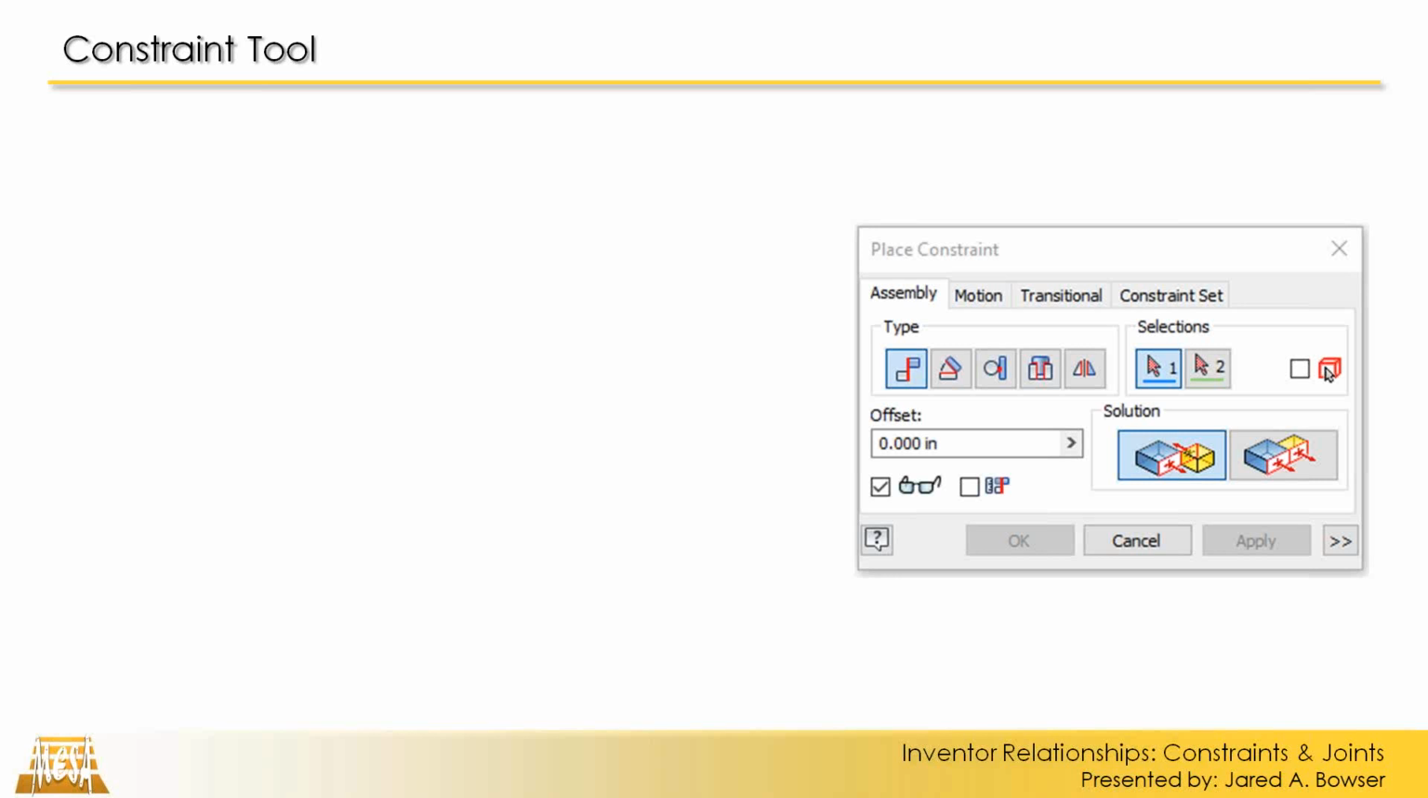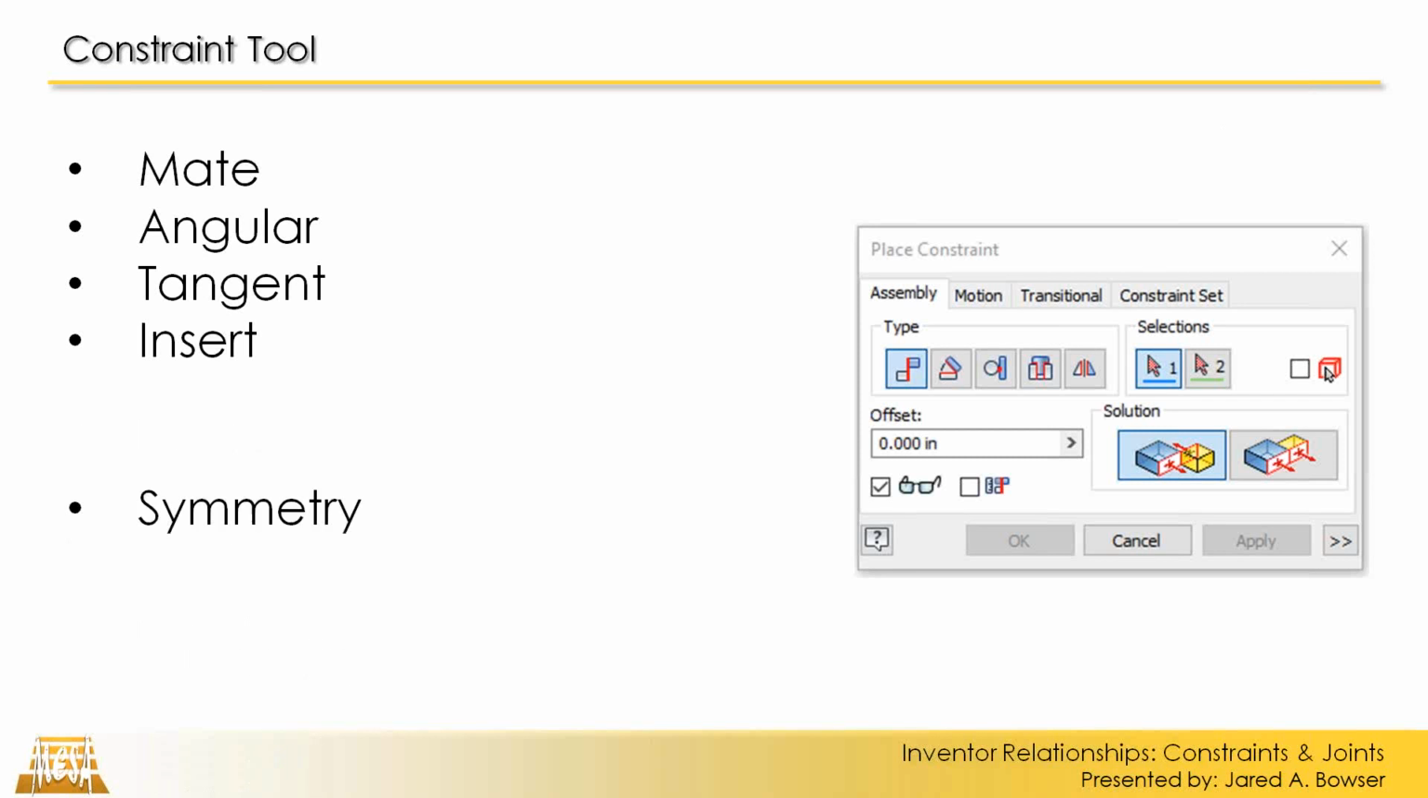assemblies. So taking a look at the Constraint tool, this is the most common one. Everybody's used this. I'm not going to spend a whole lot of time on this dialog box. There are a couple things that we will look at once we get to some examples, though. So first of all, dealing with the different types, we have the mates, we have the angular, the tangent, the insert, and the symmetry constraint.